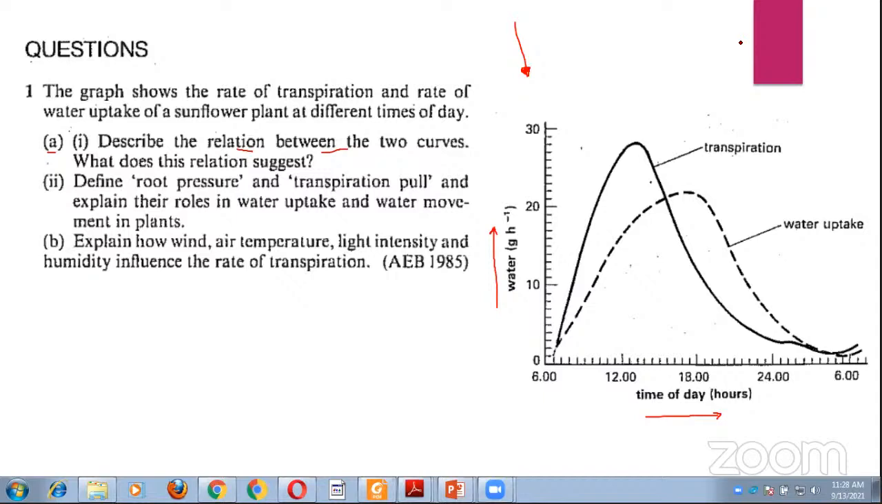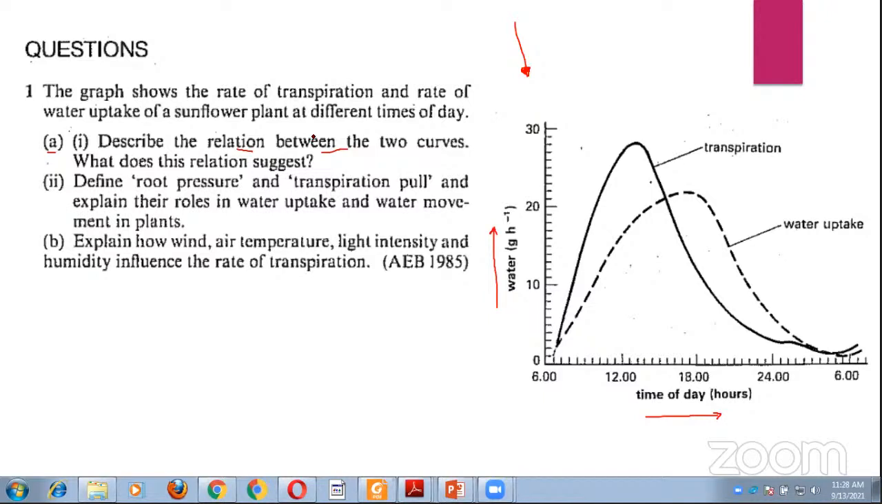And from 18 hours to 24 hours of the day, the rate of transpiration still decreases rapidly and the rate of water uptake also decreases rapidly. And from 24 hours to 6 hours of the day, the rate of transpiration decreases gradually and the rate of water uptake also decreases gradually. Okay, thank you, Mildred.